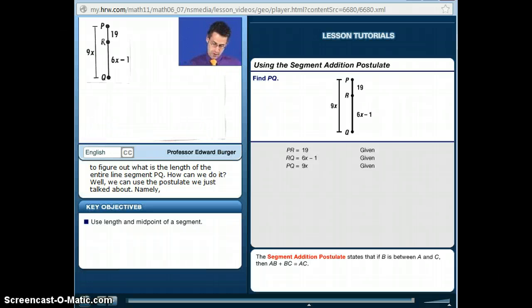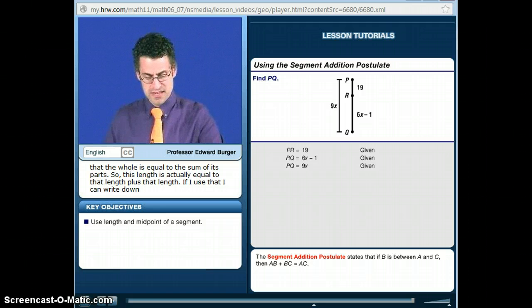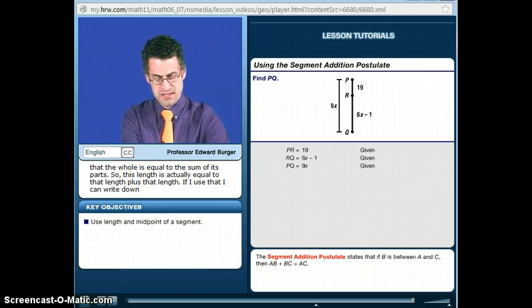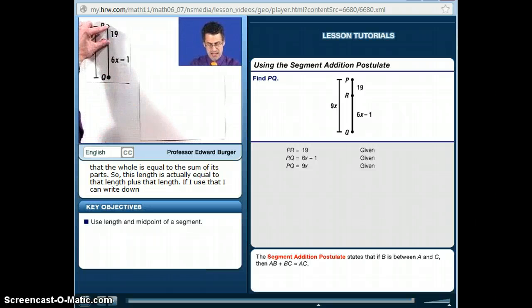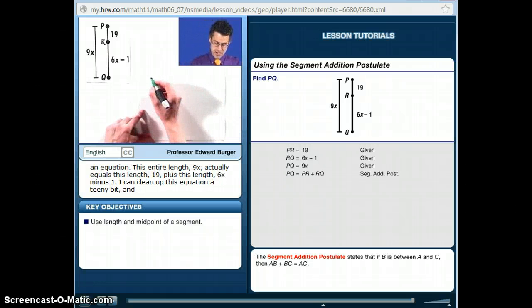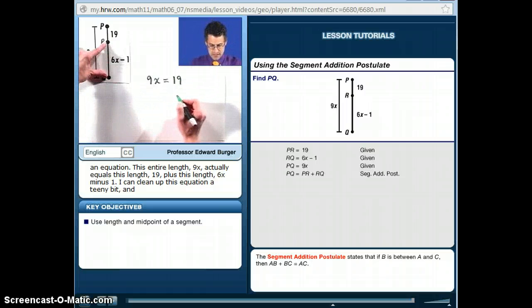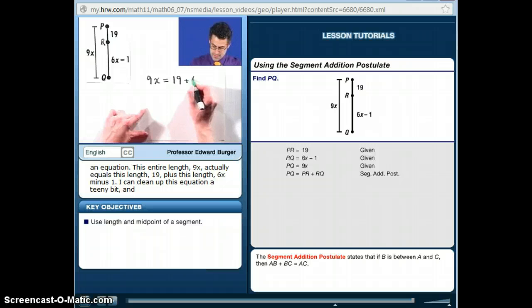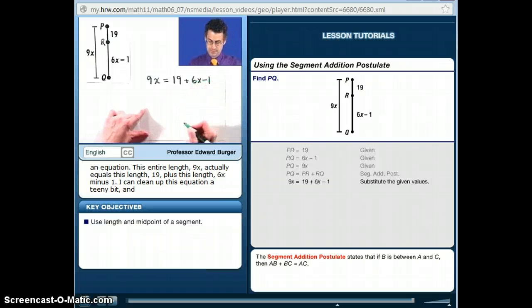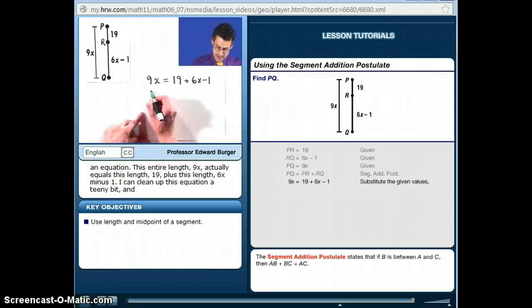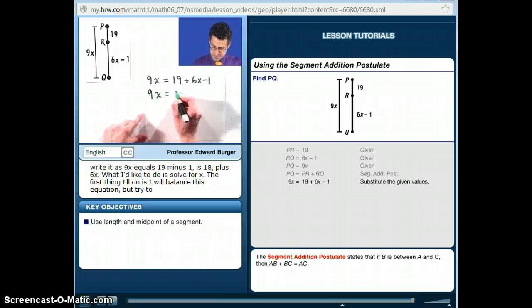How can we do it? Well, we can use the postulate we just talked about, namely that the whole is equal to the sum of its parts. So this length is actually equal to that length plus that length. If I use that, I can write down now an equation. This entire length, 9x, actually equals this length, 19, plus this length, 6x minus 1.